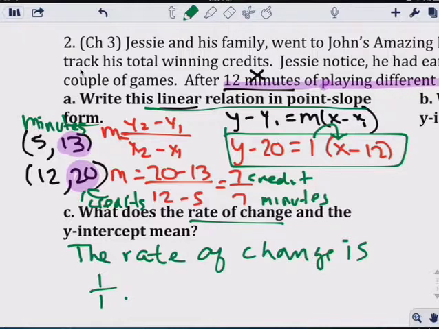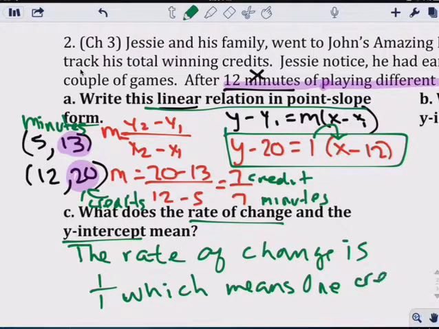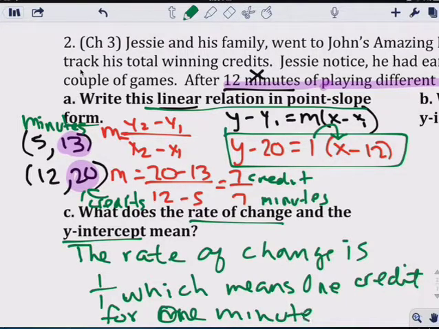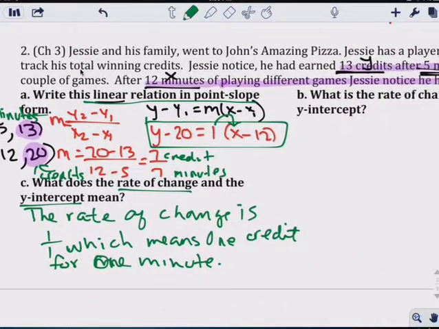Okay, the rate of change and the y-intercept mean. Okay, the rate of change is 1 over 1, which means one credit for 1 minute. For each minute. So he earns 1 credit for every minute.